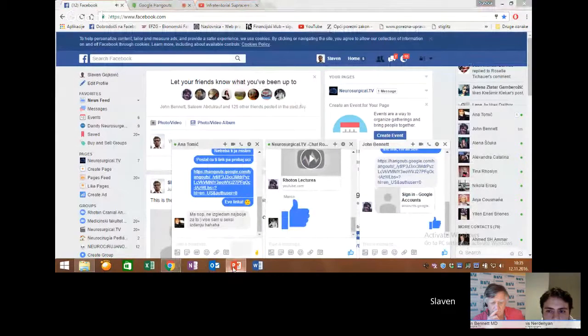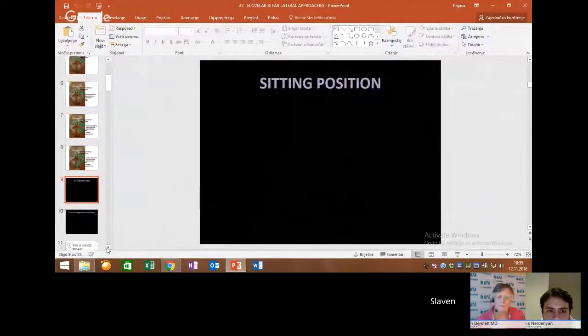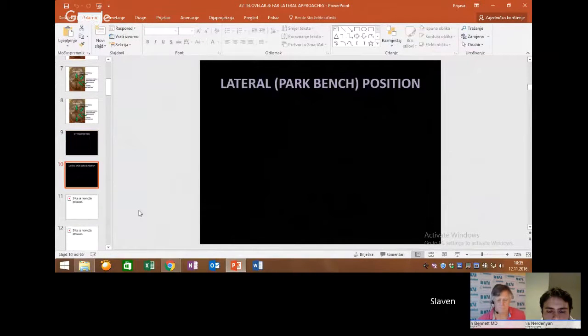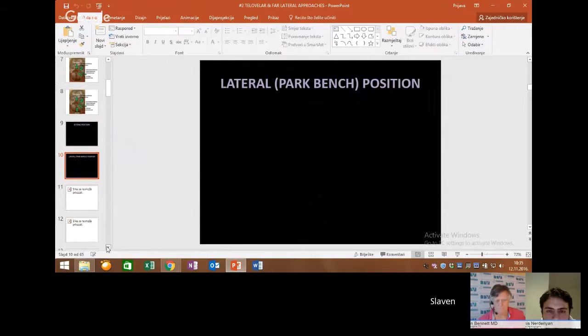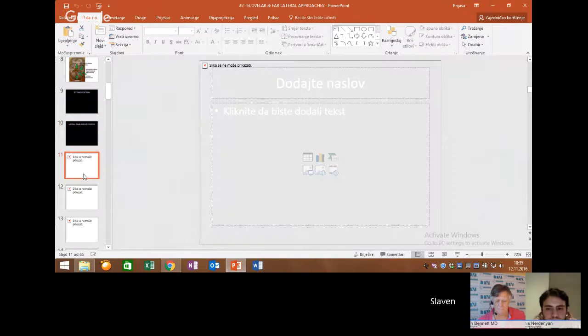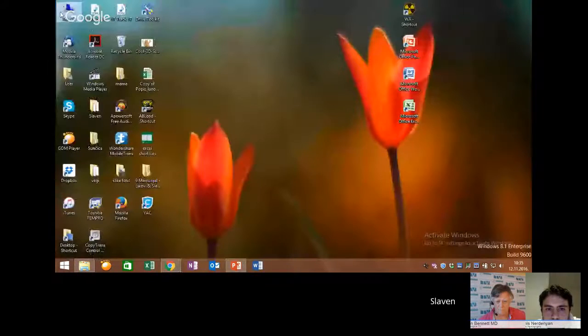Just a second. Hope you can see the presentation now. So there are various positions in which you can position the patient. One of them is also the prone position with face down, and also the lateral or park bench position, which is similar to this. And most of the time, neurosurgeons are choosing one of these alternative positions to protect the patient from the air embolism, which can occur.